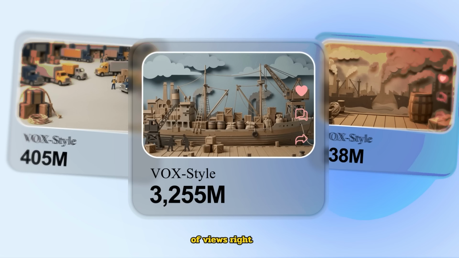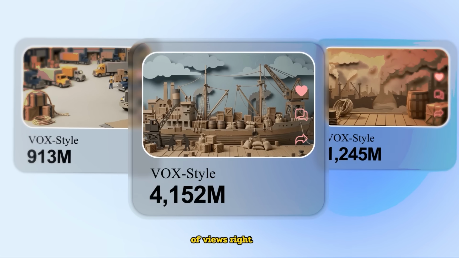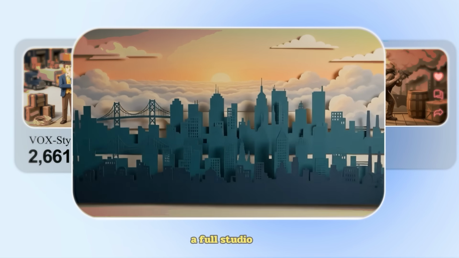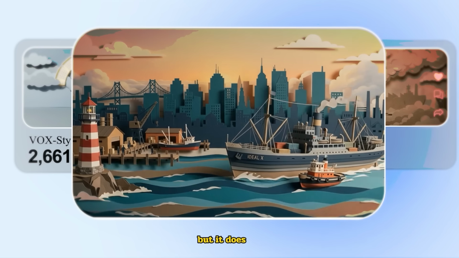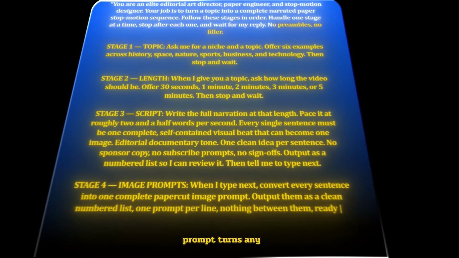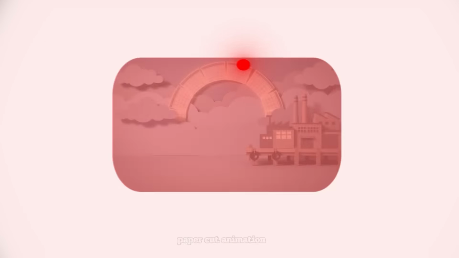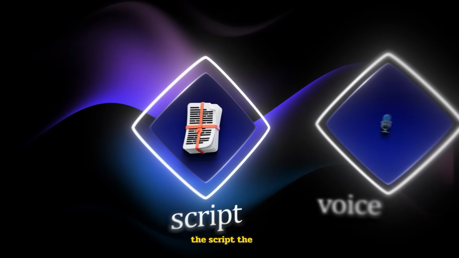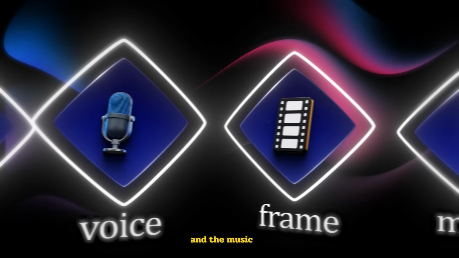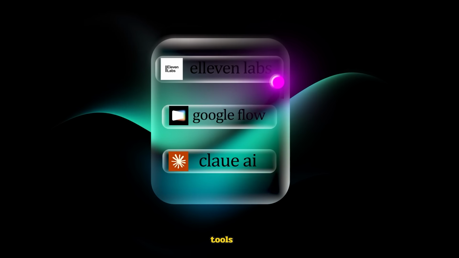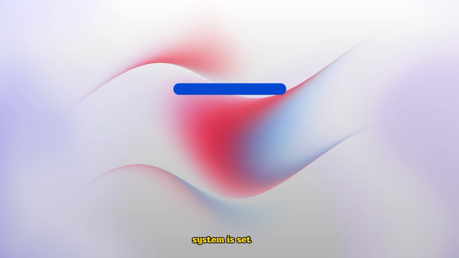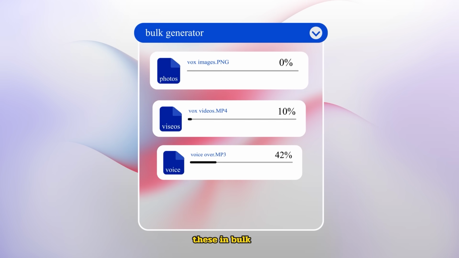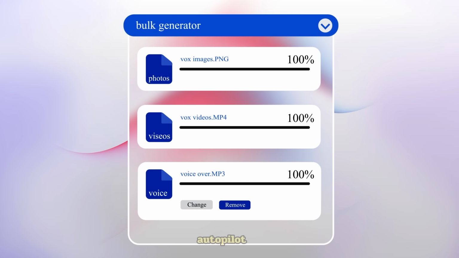There is a new animation style pulling in millions of views right now, and it looks like it takes a full studio to produce, but it does not. Because one master prompt turns any topic into a complete papercut animation. The script, the voice, every single frame, and the music using free AI tools. And the best part, once the system is set up, you can produce these in bulk, almost completely on autopilot.